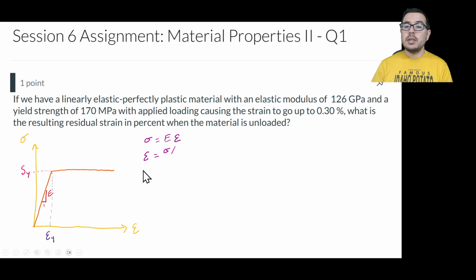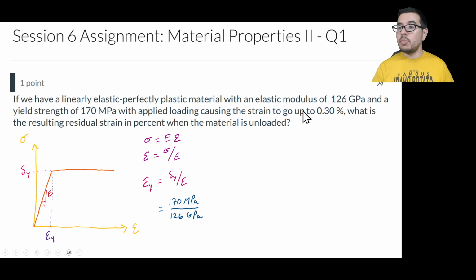Now, to calculate the yield strain, we can reorganize the equation for Hooke's law and realize that we substitute in the yield strength for this sigma right here, divide by the elastic modulus, and we're left with the yield strain. The yield strain can be calculated then from the values given. We have an elastic modulus of 126 gigapascals that goes in the denominator, and a yield strength of 170 megapascals.